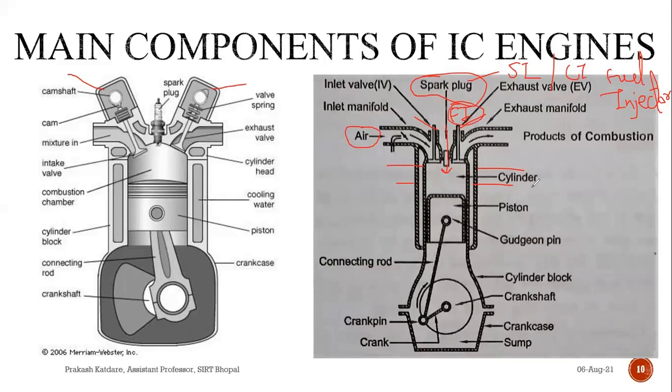So this component is different for both the engines. In an SI engine, you will see a spark plug. In a CI engine, you will have a fuel injector.